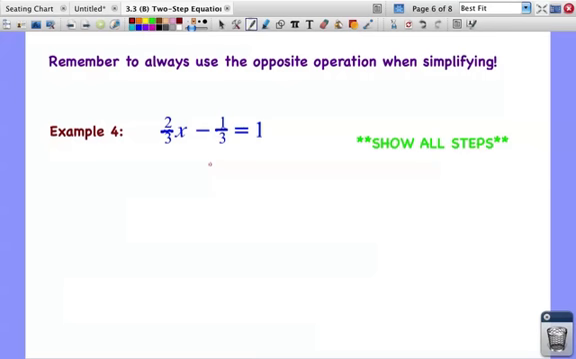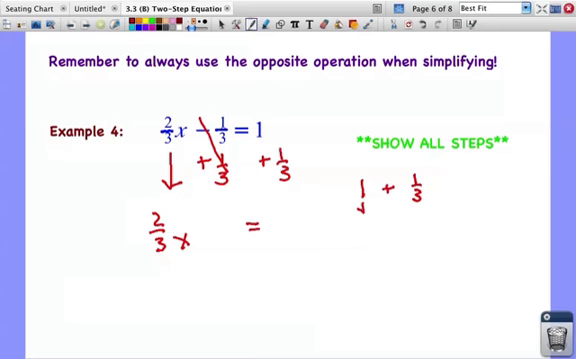Okay. So because I have minus 1/3, I'm just going to add 1/3. Again, negative 1/3 plus 1/3, that cancels each other out. I need to do it to this side as well. So now I have 2/3 x equals, because remember, just bring it straight down. Nothing's happened to that yet. Equals 1 plus 1/3. Well, let's work this out real quick. 1 is the same thing as 3/3. So I have 3/3 plus 1/3. That's going to equal 4/3.